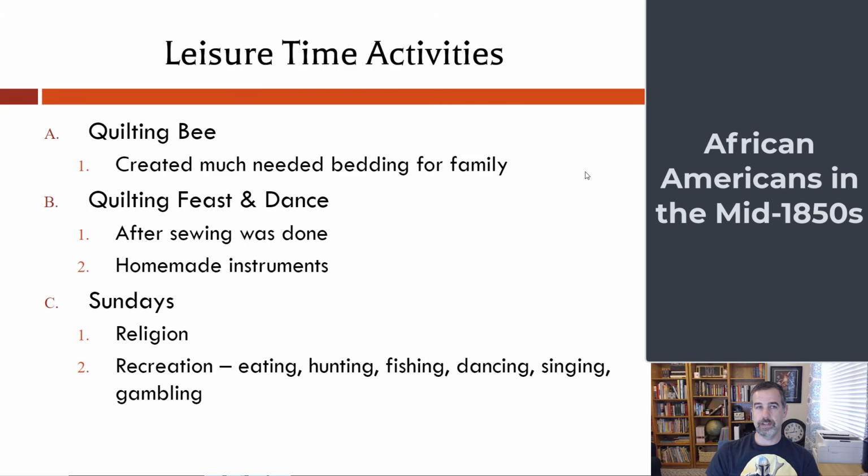And then when slaves did have leisure time to rest, which wasn't that often, usually 1 day a week, usually on Sundays, they'd have quilting bees where they would get together and knit and quilt together, just for clothing or bedding that they needed for their family. It was time for them to talk while they were doing that. You have a quilting feast and dancing that they would do after sewing was done, and they would sing and play with their instruments. And then, of course, on Sunday they would have religion, their church, recreation, different things that they would have. But once again, most of the time they were working every single day.